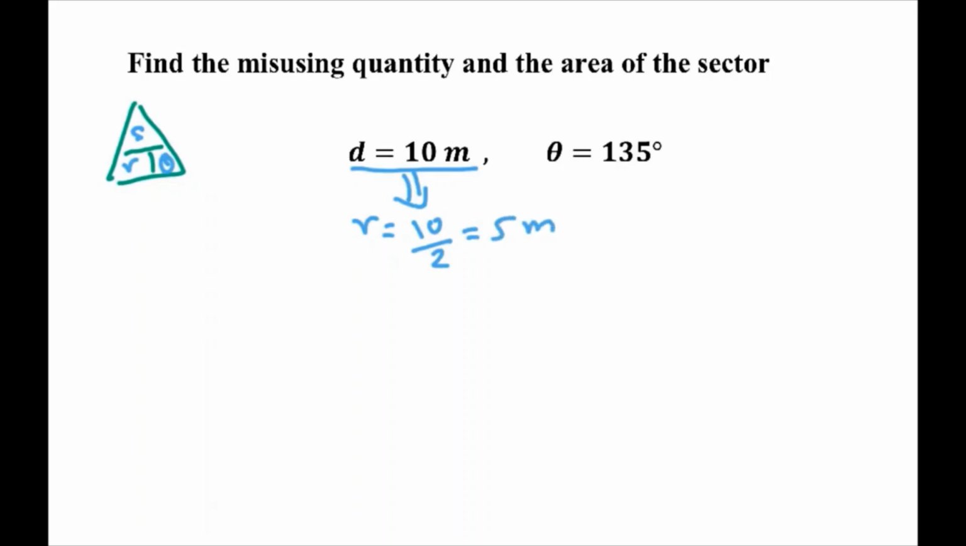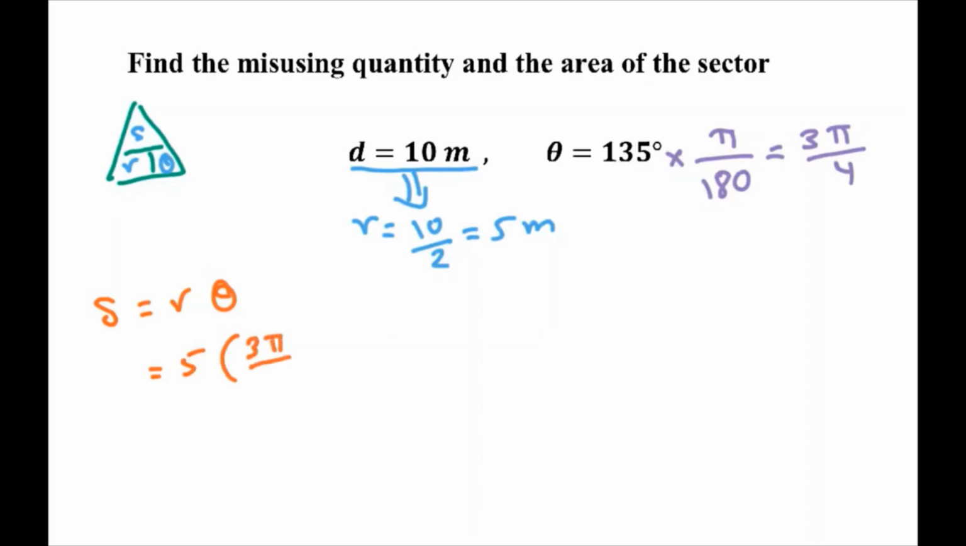That's the radius. Theta is in degrees. I need first to change it into radians, which is equal to 3 pi over 4. Now, S equals r times theta, which is equal to 5 multiplied by 3 pi over 4. That's going to be 15 pi over 4 meters. Now you can paste it on the question. You might change this into decimal and round it to the nearest one decimal place. It will be 11.8 meters.